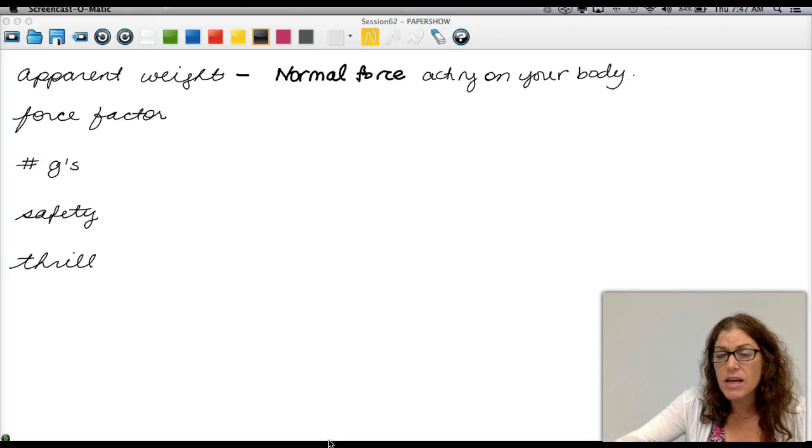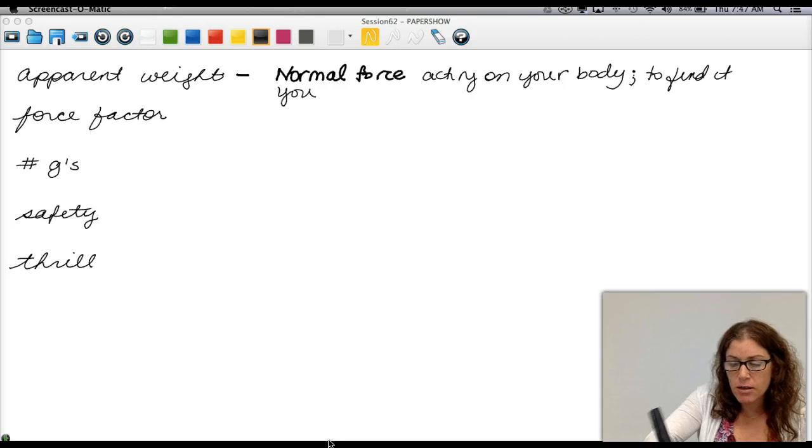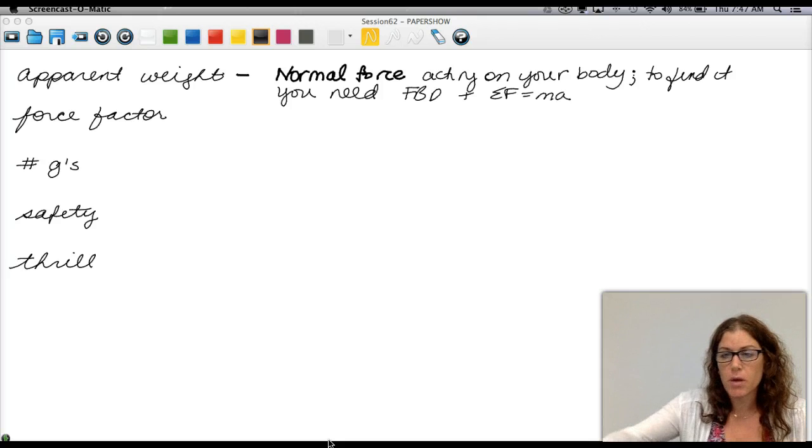It's the sensation of your weight. It's not mg, okay? It's the normal force. So in order to solve for it, you need to use Newton's second law. You need a free body diagram and net force equals mass times acceleration.